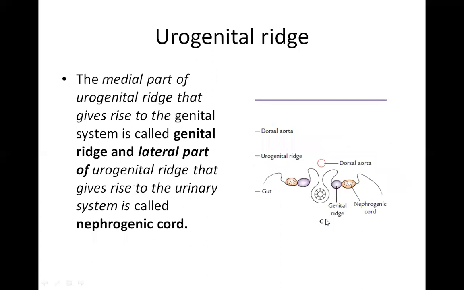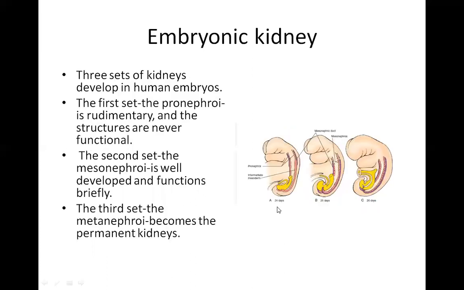So this urogenital ridge now gets divided into a medial part and a lateral part. The medial part of the urogenital ridge is forming the genital ridge, and the lateral part of the urogenital ridge is forming the nephrogenic cord. So this nephrogenic cord will give rise to the embryonic kidney.